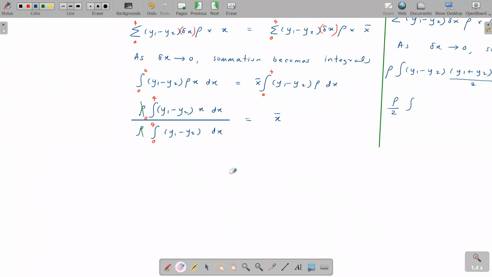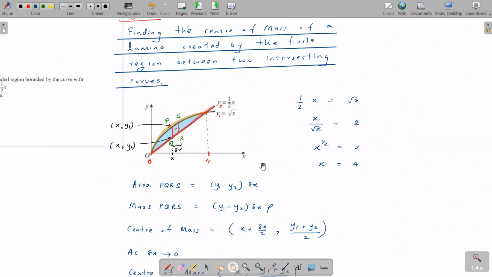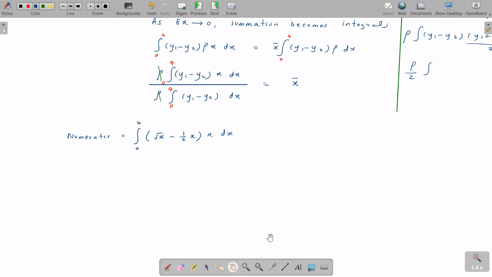So let's apply. I'm going to take the numerator first. From 0 to 4, y1 was root x, right? y2 is half x, times x with respect to x. Is that okay? y1 is root x, y2 is half x, with respect to x. Remember there's an outside x here in the numerator. So y1 minus y2 times x with respect to x.